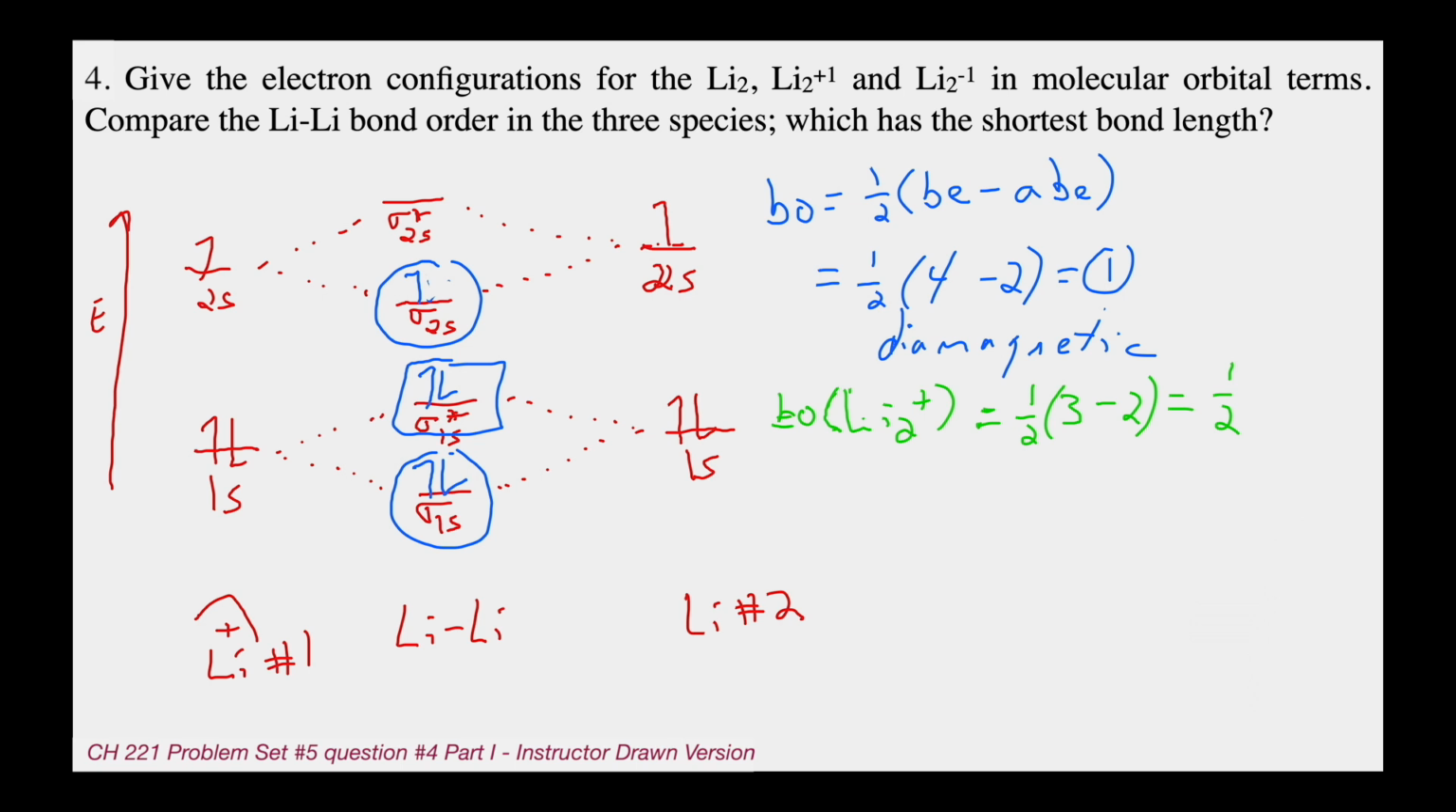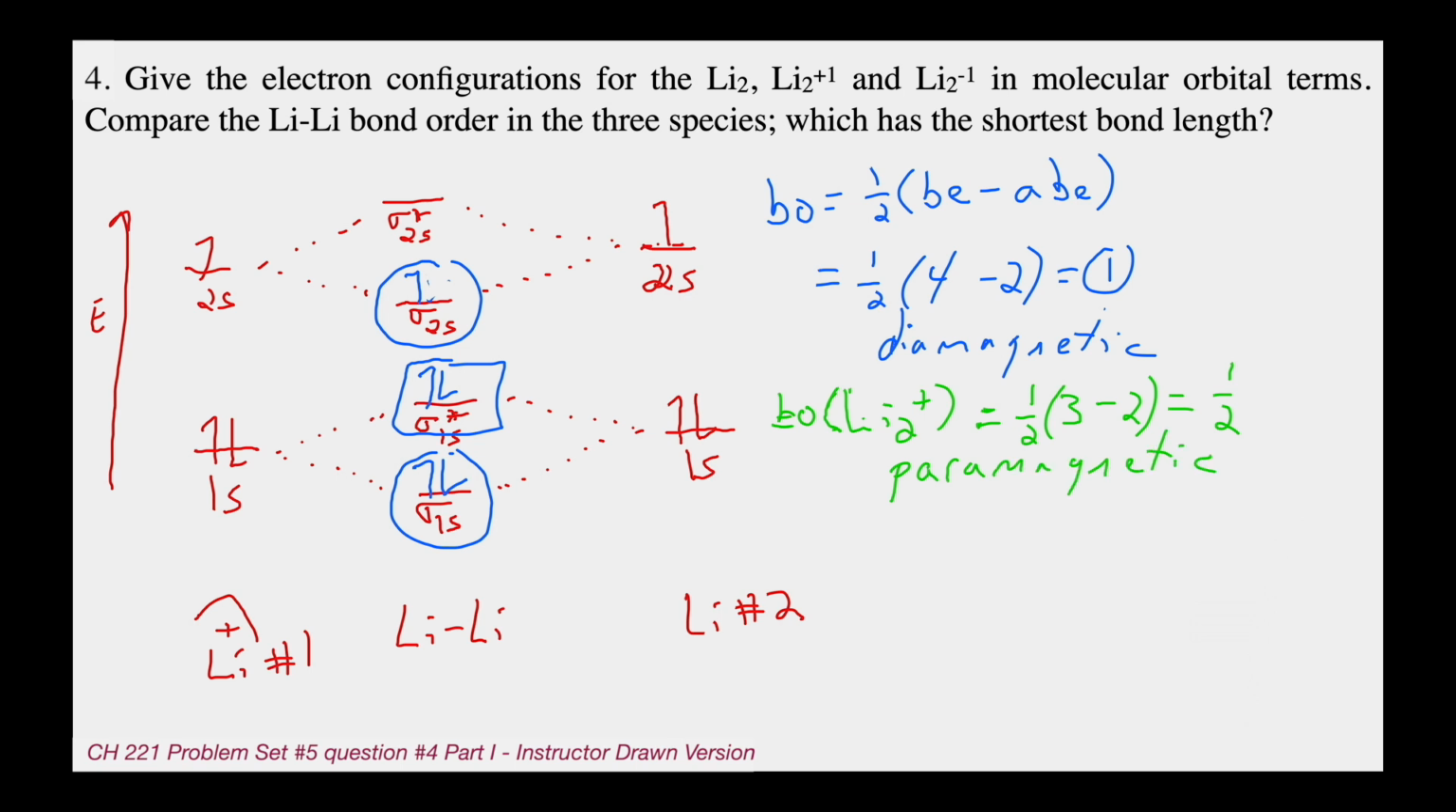It's not as strong. As bond order goes up, the bond energy goes up. That's certainly not the case here. Bond energy would be less with a bond order of 1/2. Also, we now have an odd electron. This is a paramagnetic molecule.